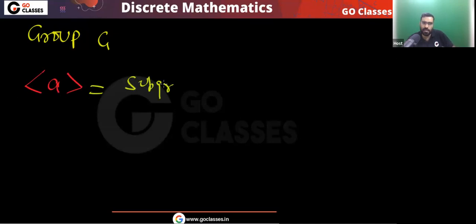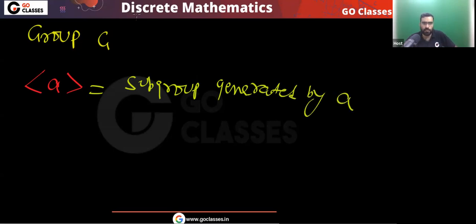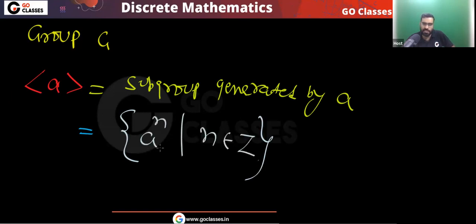Remember this point. If you have a group, then what does this notation mean? This notation means the subgroup generated by A. This symbol means a subgroup generated by A, and this means all the elements which A can generate: A power n, where n is an integer. Integer powers of A.